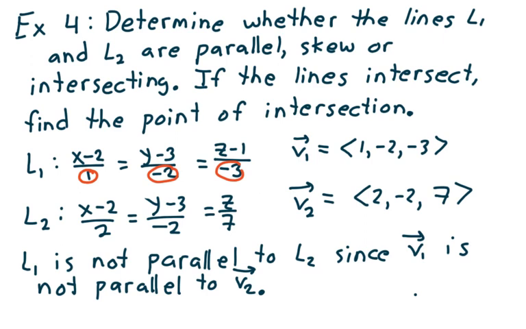For line 2, it's given by the symmetric equations x minus 2 over 2 is equal to y minus 3 over negative 2 is equal to z over 7. And so v2 is equal to the vector 2, negative 2, 7. And so v2 runs parallel to line 2. Now, L1 is not parallel to L2 since v1 is not parallel to v2. Now, how do I know that? Because I know that v1 is not a scalar multiple of v2. Okay?